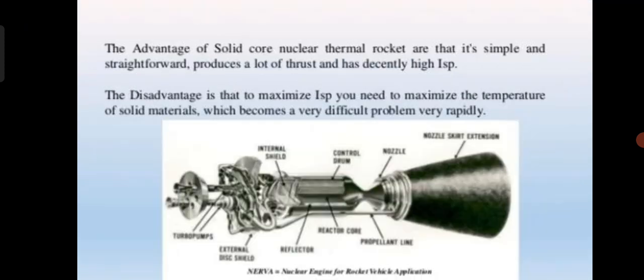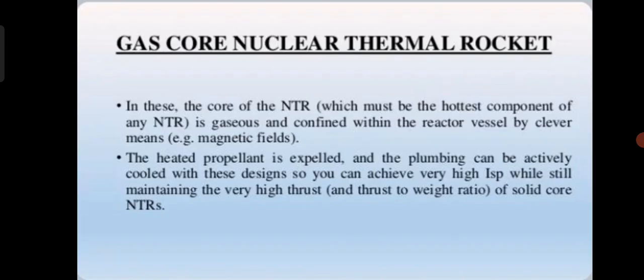The advantages of the solid core nuclear thermal rocket are that it is simple and straightforward, produces a lot of thrust, and has a decent high ISP. The disadvantage is that to maximize the ISP, you need to maximize the temperature of the solid materials, which becomes a very difficult problem very rapidly. The diagram is shown on the screen.